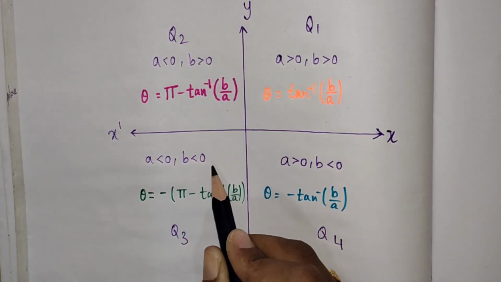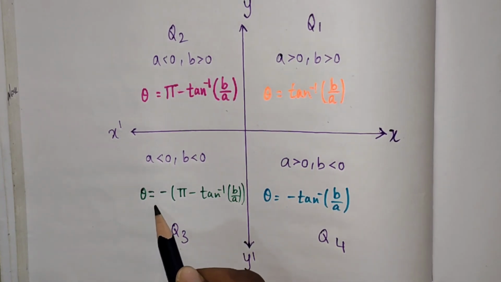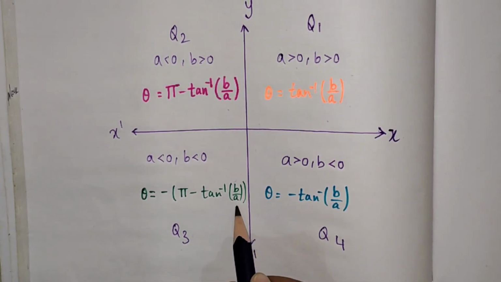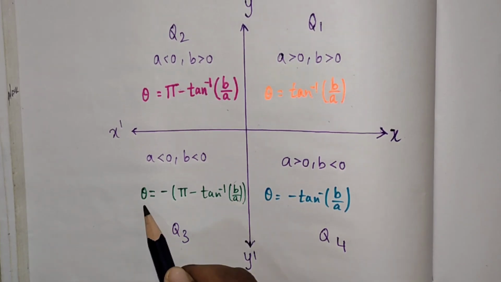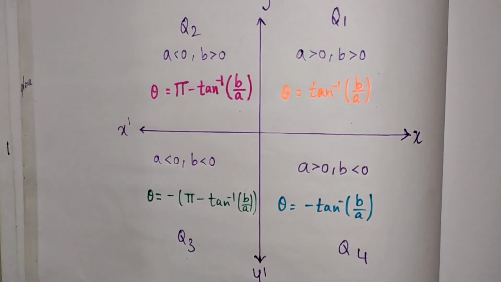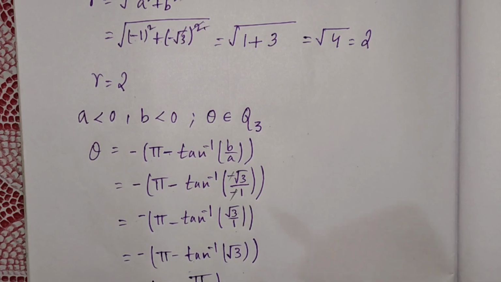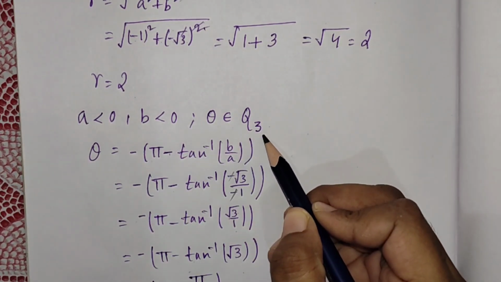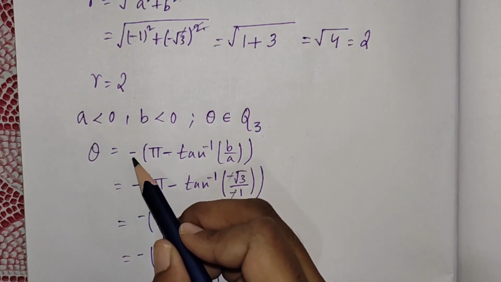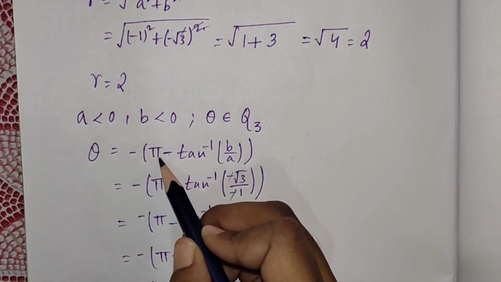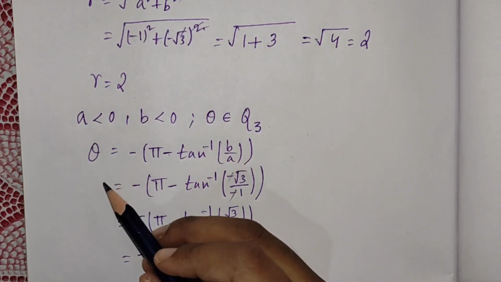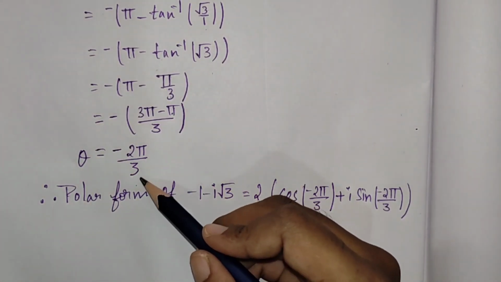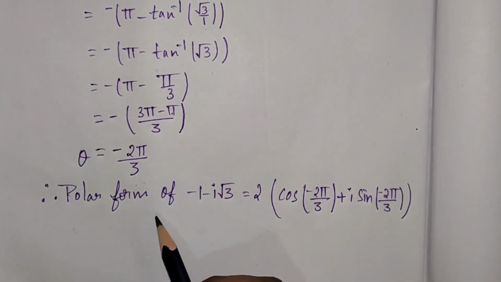A is less than 0, B is also less than 0, means A, B values are negative, then the condition is this. Learn this thoroughly. Theta belongs to quadrant 3, because A, B values are negative. Theta equal to minus bracket open pi minus tan inverse of B by A bracket close. So substitute A, B values, then you'll get theta minus 2 pi by 3.